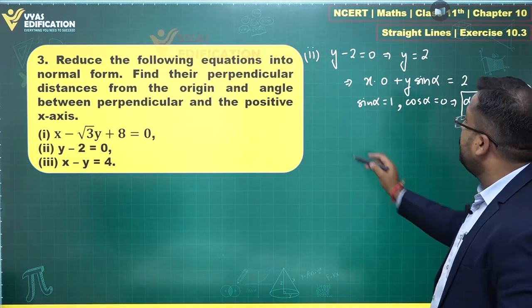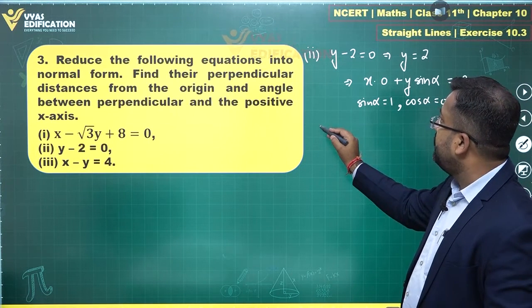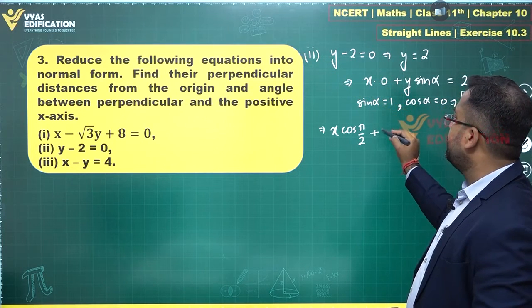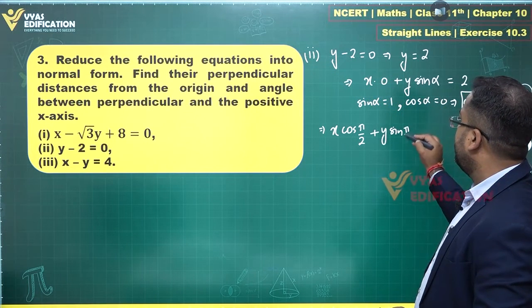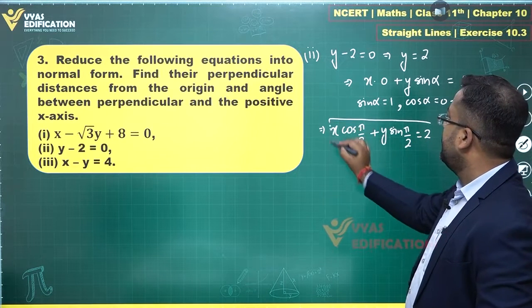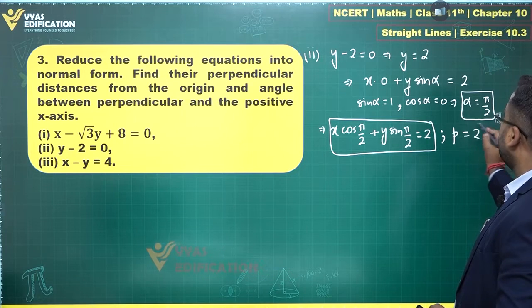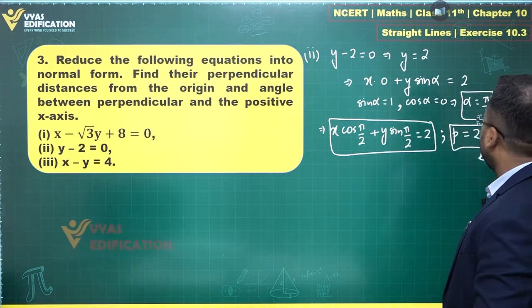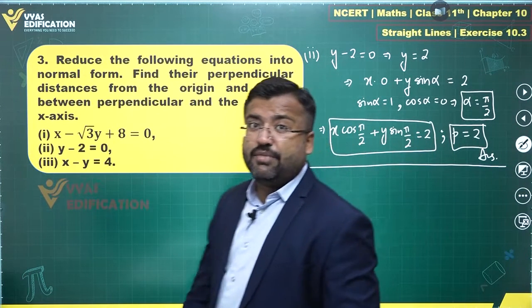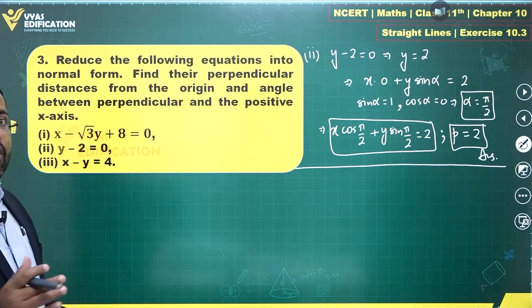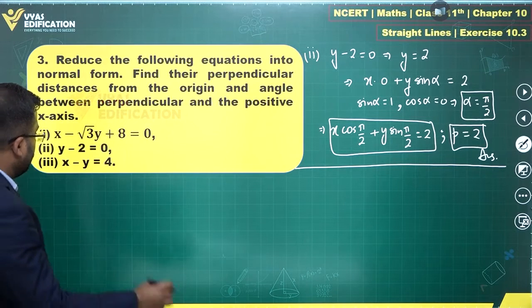If alpha is pi by 2, therefore the required normal form will be x cos pi by 2 plus y sin pi by 2 is equal to 2. And once I have alpha, I can also find the value of p easily, which is 2. That's the answer for this question over here. That's the complete second part, as you can see behind me. That's the second part for us, right? What about the third part? So let's begin the third part over here.